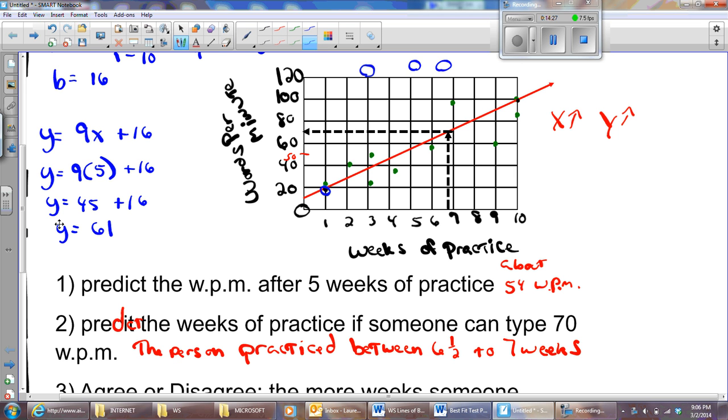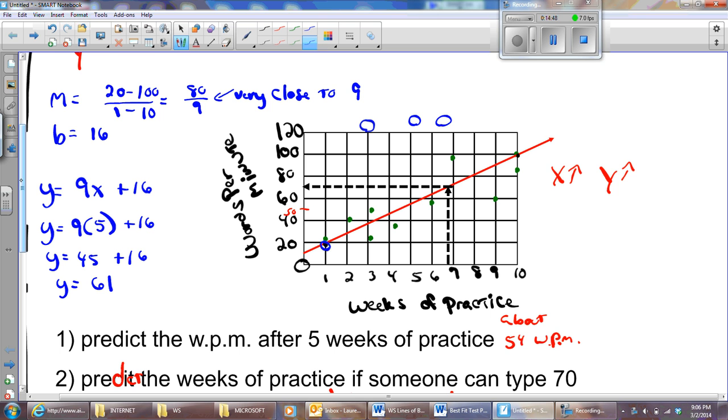Okay, the equation must be off by a little bit because when I did the visual, I didn't get 61. Oh, wait a minute, was it 5 weeks? I actually got below 60. So there must be something wrong with my equation. Let me go back and check it. Maybe the fact that I used 20 and 100, maybe that's no good. Maybe it's not actually 20. That black point right there, maybe it's only 19. It's going to affect it.